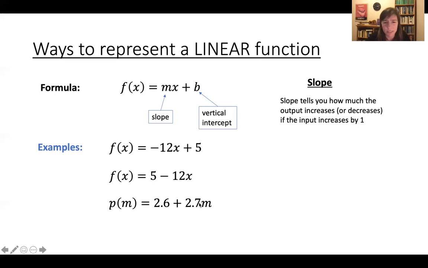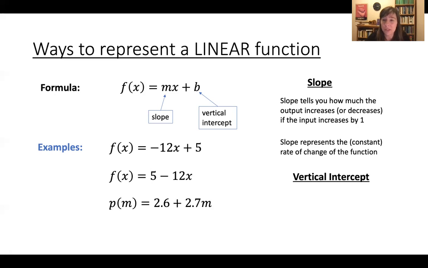And same here, in this last one, at m equals 0, your output is 2.6, but if you go from 0 to 1, you're adding 2.7 to the output. If you go from 1 to 2, now you're adding another 2.7 to what you had when your input was 1. So it's just the constant amount that you add to the output if you increase the input by 1. And so we often say the slope represents the constant rate of change: how the outputs change given how you're changing the inputs.